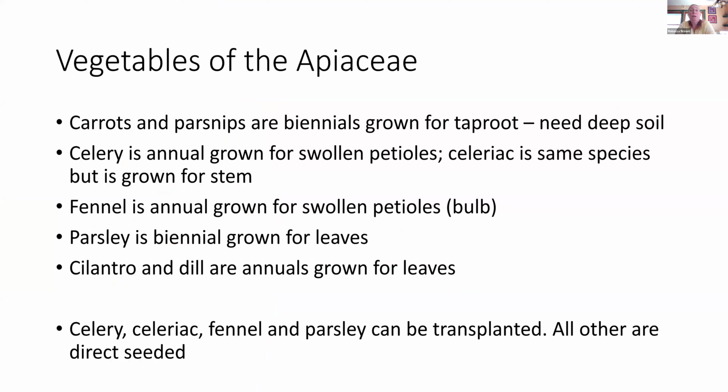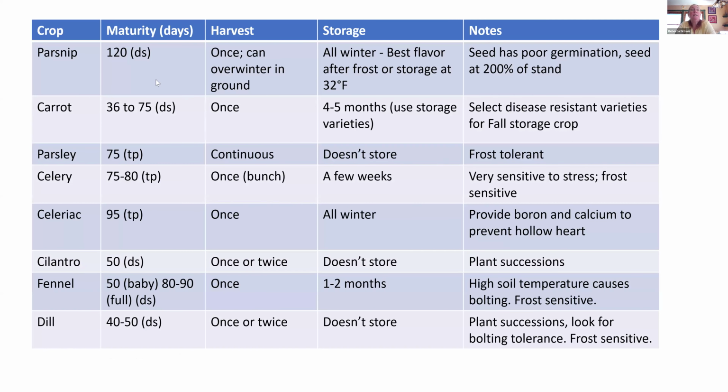Fennel is an annual grown for swollen petioles. Parsley is a biennial grown for the leaves. And cilantro and dill are annuals grown for their leaves. Celery, celeriac, fennel, and parsley can be transplanted, but all of the others need to be direct seeded. Parsnip has the longest maturity. It's about 120 days.